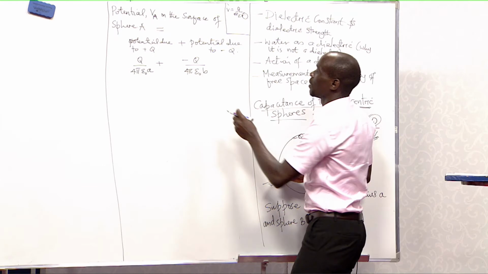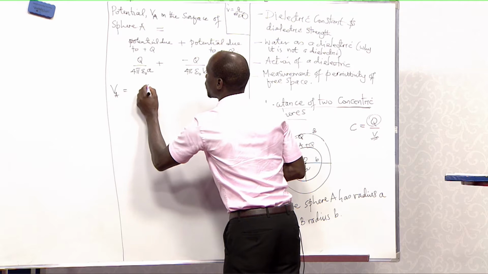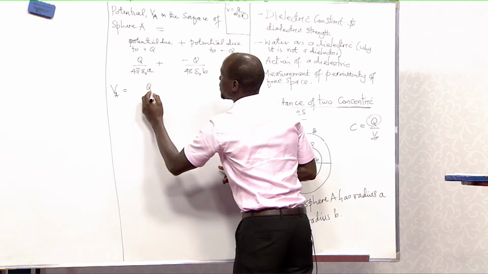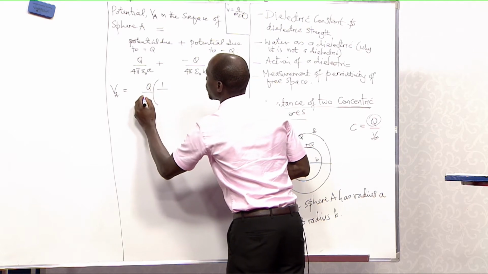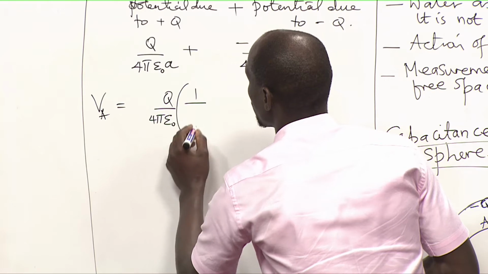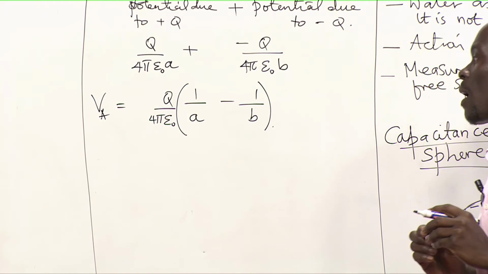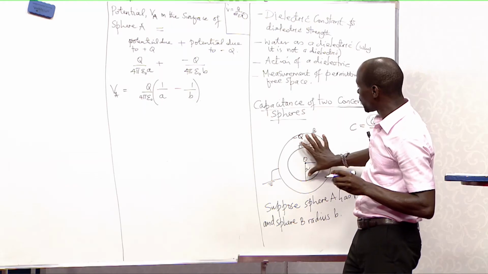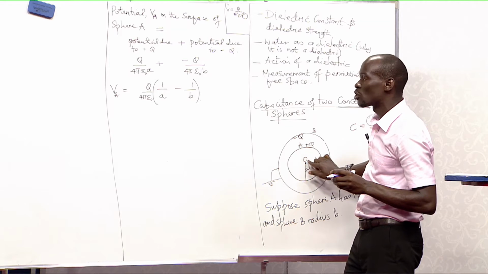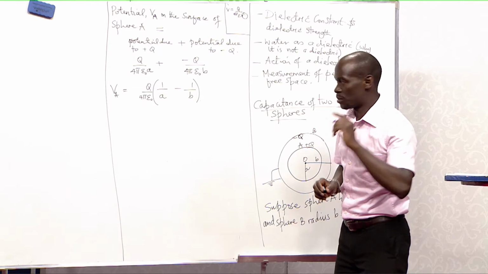Okay? So this is what we have, which means VA will therefore be equal to Q, since it's the same charge, I can say Q over 4 pi epsilon naught into 1 over A minus 1 over B. That is our potential. Now, because these two have charges, therefore a potential difference is going to be created between the two. We can therefore go ahead and find the potential at B.